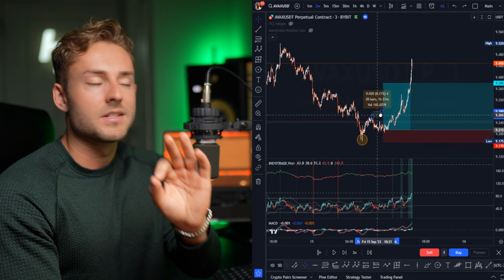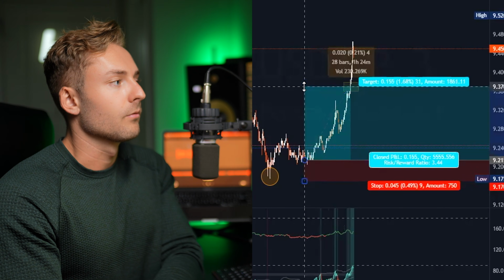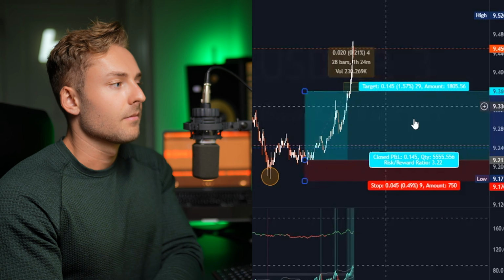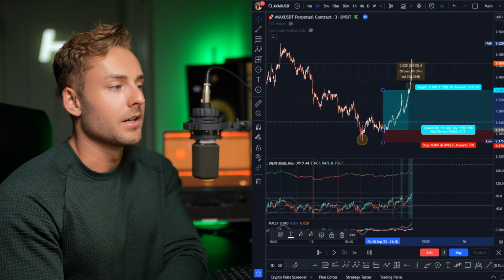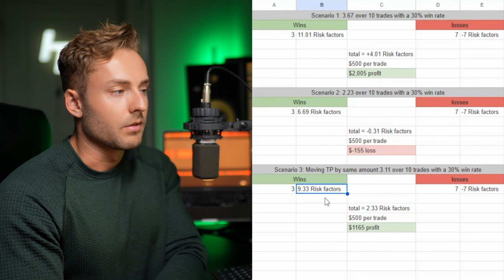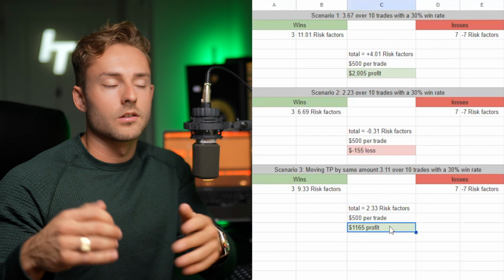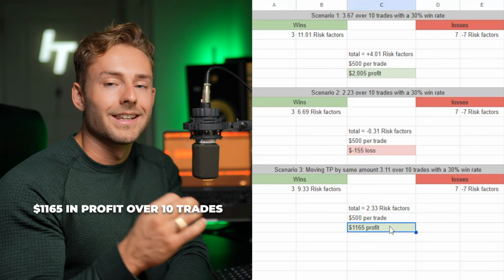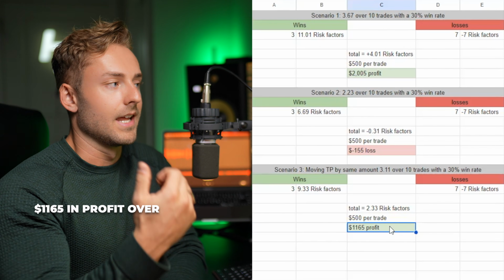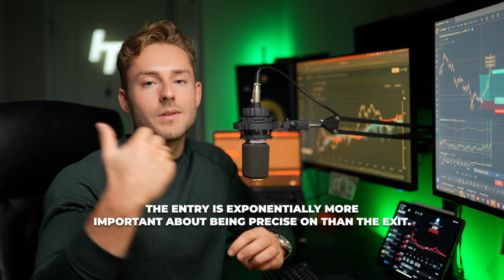Now, I also want to emphasize another point. If we were to take that same difference, but we were to take profit early at the top by that same amount, so instead of our take profit being here, we take profit here, even moving our take profit down by that much, in the same exact scenario, we're still only winning 3 trades. That's giving us 9.33 risk factors, a total of 2.33 risk factors at $500 risk per trade. Now we're still profiting $1,165 over 10 trades. So you can see the entry is exponentially more important to be precise on than our exit point.